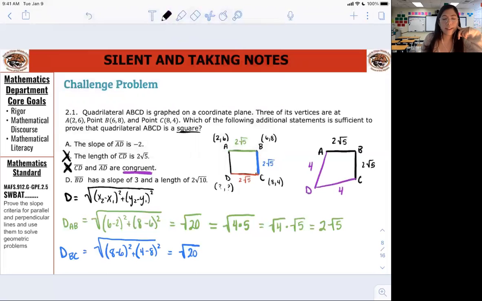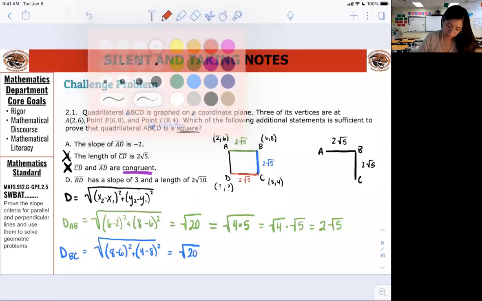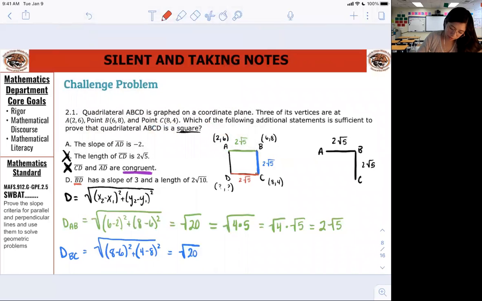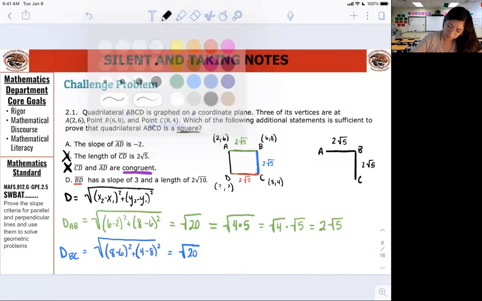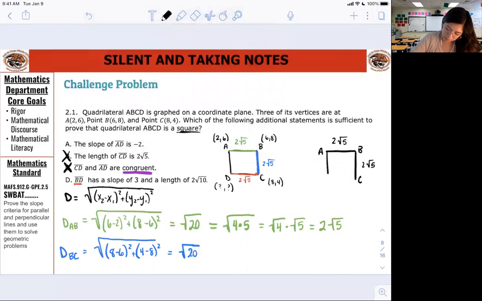So C is also not correct. But now we're closer, right? Let's check the other two. Which one do you guys want me to check next? I think it might be D, because A, I feel like doesn't make sense. Okay, so D is saying that BD has a slope of 3 and a length of 2 root 10. Okay, so BD is referring to what? BD is our diagonal, right?